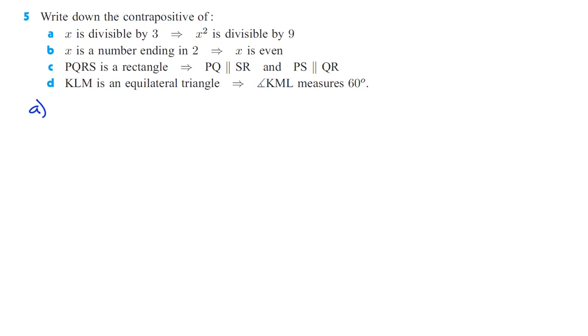Okay? Write down the contrapositive of each of these here. Okay, so A. So we're going to have to do the opposite of the second one. So x squared is not divisible by 9 implies that x is not divisible by 3. Okay?